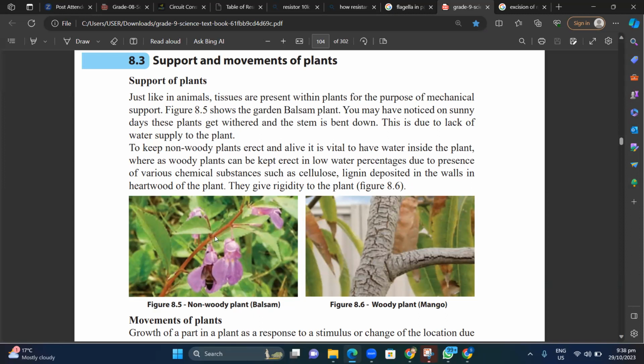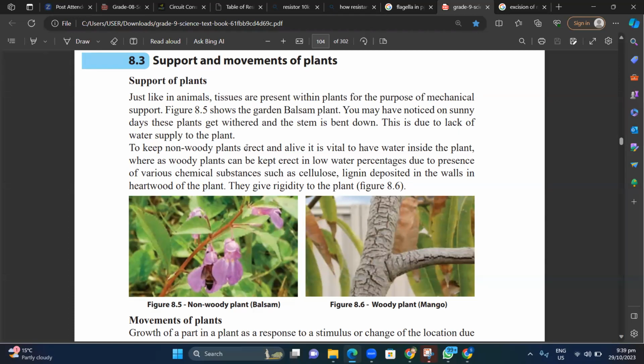Non-woody means it's not having that woody trunk. It's a flexible trunk. And on sunny days, the plants get withered and the stem is bent down, because when it's more sunny, it's automatically... it's like when we lack water, the plant bends down, because it's more sunny. But the reason is here lack of water supply.